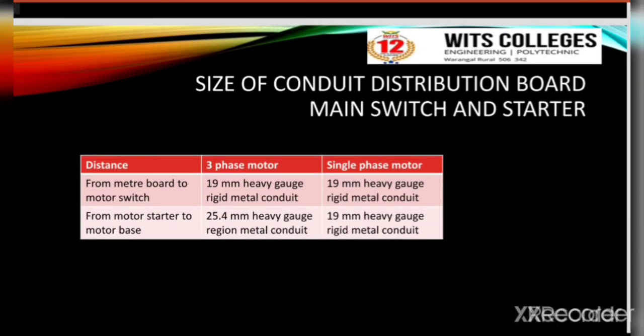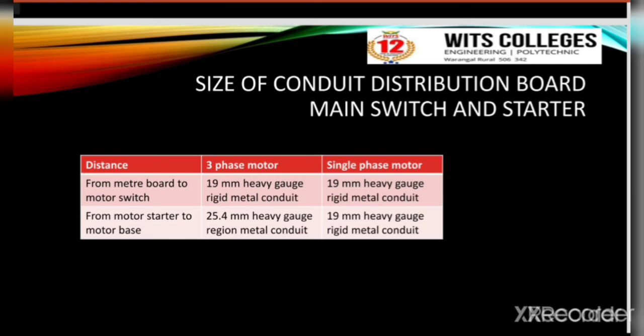And coming to the size of the conduit, of distribution board, main switch and starter can be selected. How are we selecting? The size of the conduit always depends upon the number of cables and the size of the cable to be carried. As a general rule, it is better to use 19 mm heavy gauge conduit where 3 wires are to be run and 25.4 mm heavy gauge conduit where we can use 6 wires: 19 mm gauge for a 3 wire system and 25.4 mm gauge for 6 wires.